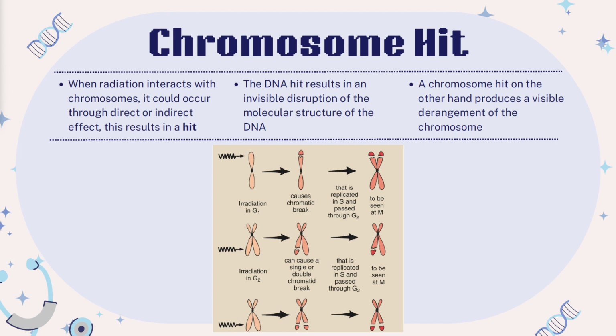Before I can talk about multi-hit chromosomes, we need to know what a chromosome hit is. When radiation interacts with chromosomes, it could occur through direct or indirect effect, and this results in a chromosome hit.